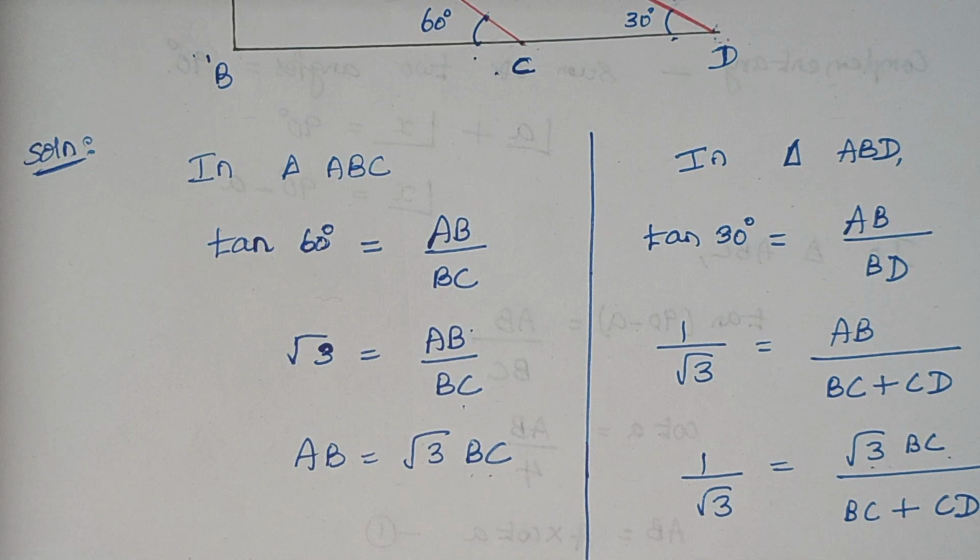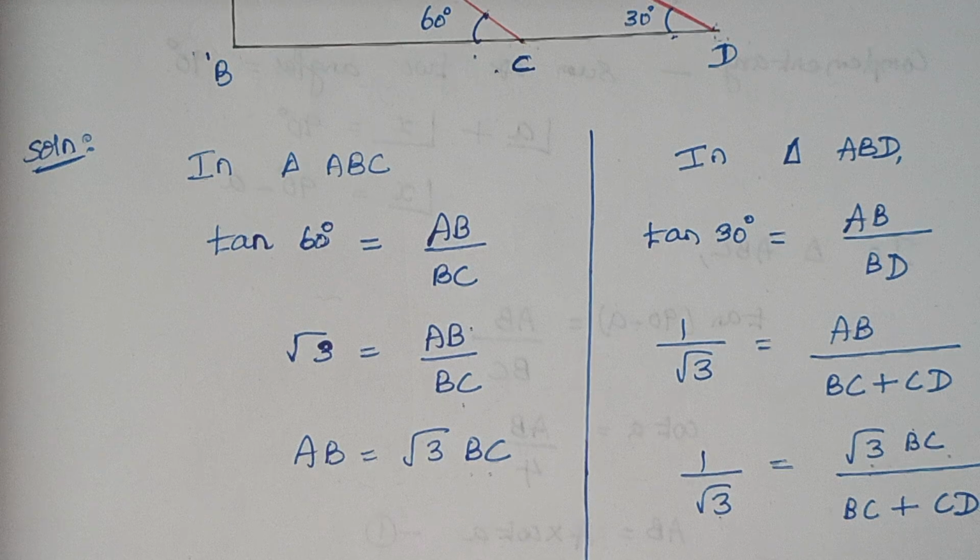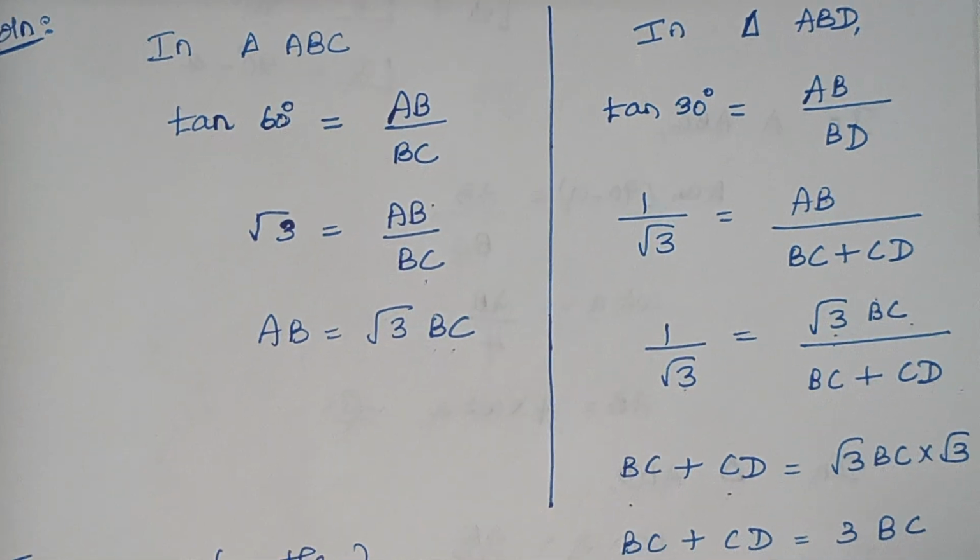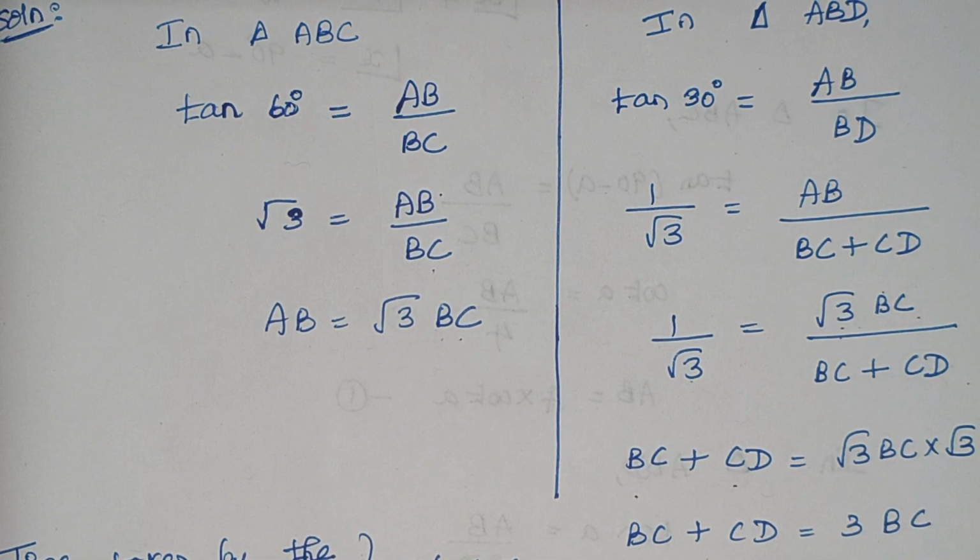Now do a cross multiplication. So when you cross multiply, what happens? 1 into BC plus CD is BC plus CD. And here it is root 3 into root 3 BC. Right. Or root 3 BC into root 3. Anyway, all are in the form of multiplication. So here BC plus CD is equal to root 3 into root 3 becomes 3. So here it is 3BC.